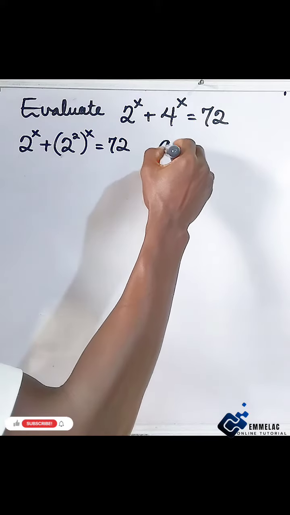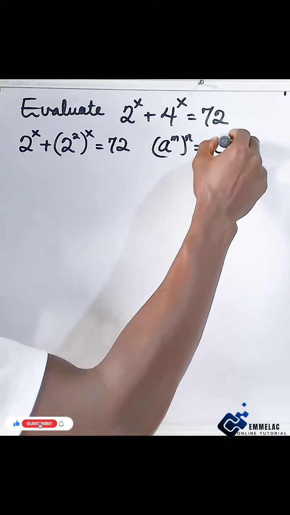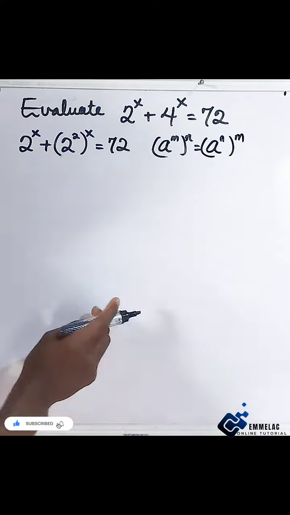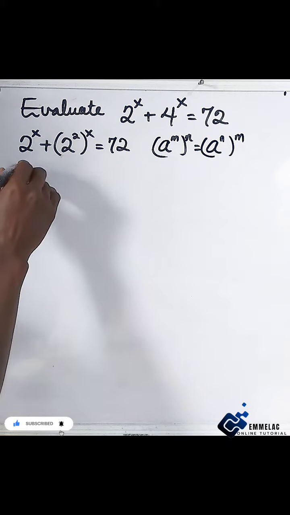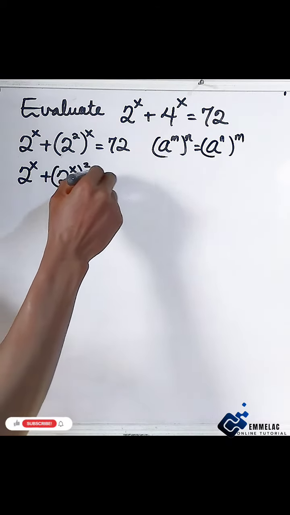Let us recall that a raised to the power of m, raised to the power of n, is the same thing as a raised to the power of n, raised to the power of m. So which means the power can be interchanged. Now let us apply that here. So here becomes 2 raised to the power of x, raised to the power of 2, equals 72.